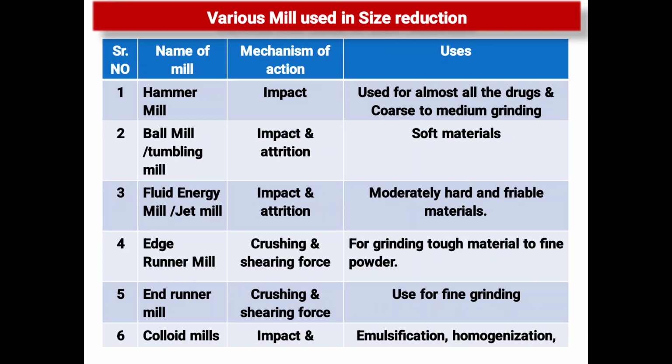Various mills used in size reduction. Hammer mill works on the principle of impact and is used for almost all drugs, coarse to medium grinding. Ball mill, tumbling mill, works on the principle of impact and attrition. This mill is used for soft material. Fluid energy mill, jet mill: impact and attrition, for moderately hard and friable materials. Edge runner mill: crushing and shearing force for grinding tough material to fine powder. End runner mill: crushing and shearing force, used for fine grinding. Colloidal mill: impact, emulsification and homogenization is used.